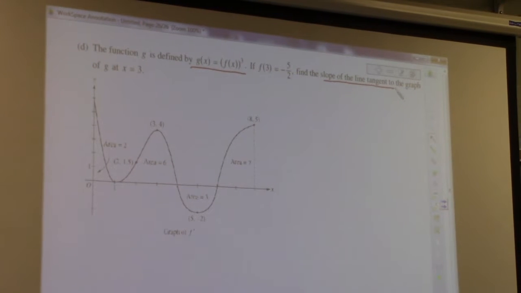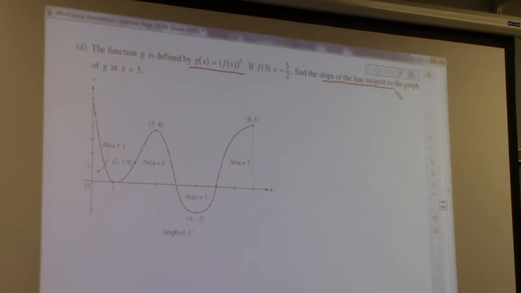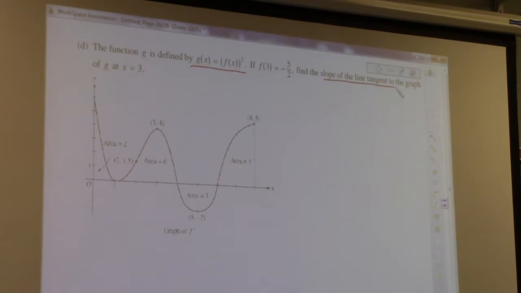So find the slope of the line tangent. What's that really asking us to do? Take the derivative. I don't know why they didn't say that. They're just trying to confuse us. We want to find the derivative of g at 3. So ultimately what we're trying to find out here is g prime of 3.